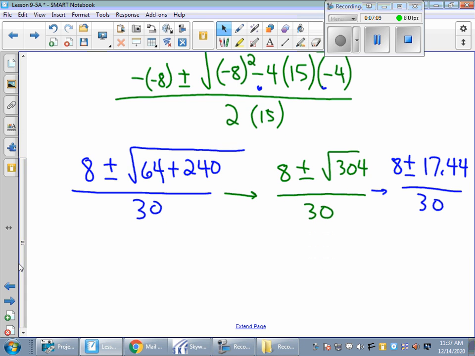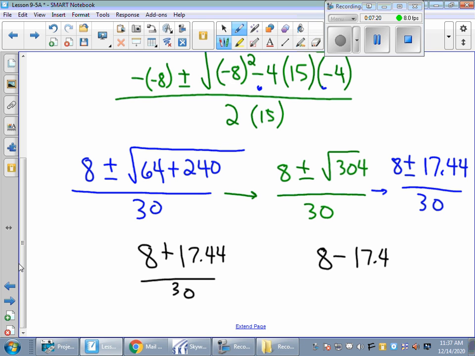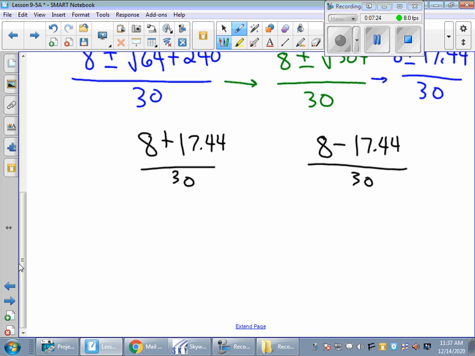So again, our goal is still to get 2 answers here. So what does that mean? What we're going to do next, we go 8 plus 17.44 divided by 30, and we go 8 minus 17.44 divided by 30. So again, hopefully we have a calculator here to do this. Hopefully we can figure this out.